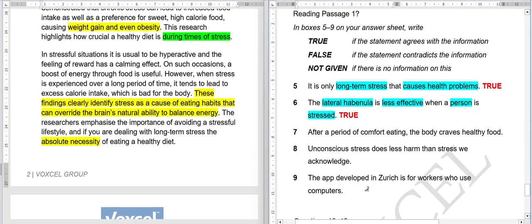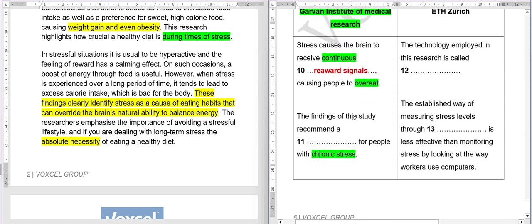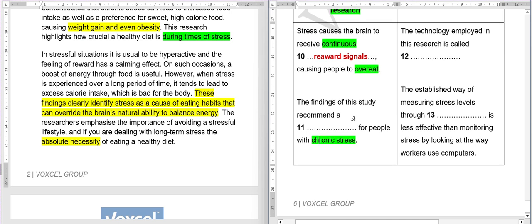Moving on to this. After a period of comfort eating, the body craves healthy food. Is there any mention of this? No, there is no mention of this. So let me read the eighth question as well. Unconscious stress does less harm than stress. No, this is not even mentioned here. So maybe it's in the next paragraphs. So let's read this. The finding of this study recommended dash for people with chronic stress. Is there any mention of chronic stress? Yes, here. Long term stress. Let me change the color first.